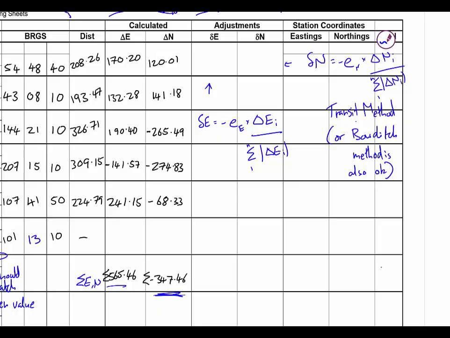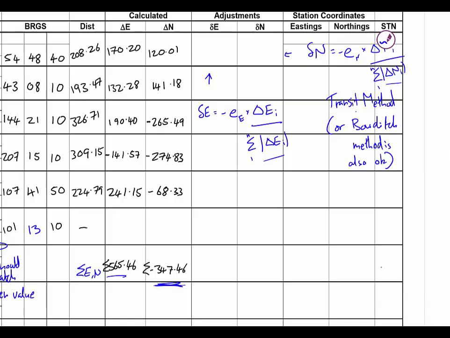We need to do one thing, we need to work out what the sum of the moduli is. Now these sums down at the bottom are the sums of the Eastings and the Northings, including the sign. So it's actually the net change in Eastings and Northings over the whole distance of the traverse. What we want is the absolute distance. So we need to make all of those delta E's and delta N's positive and add them together. So 170.2 plus 132.28 plus 190.4 plus 141.57 plus 241.15.